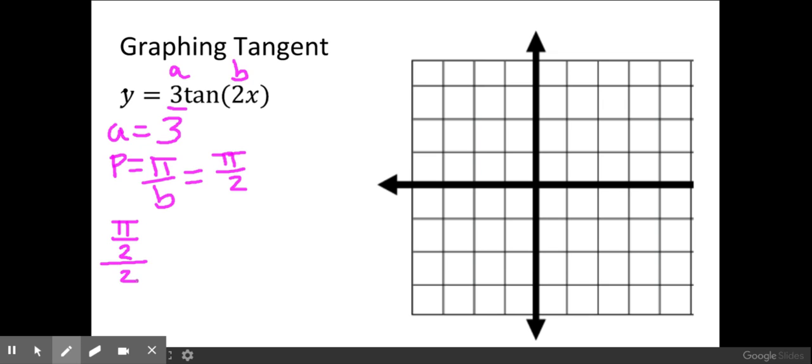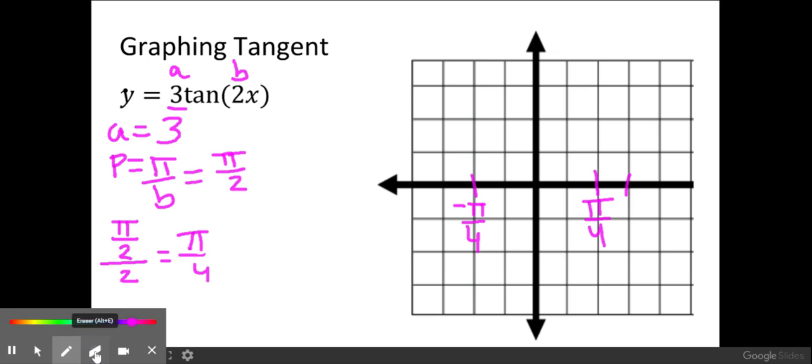So when we divide the period by 2, we get pi over 2 over 2, which is equal to pi over 4. And that will be our outer intervals. So negative pi over 4 and positive pi over 4. So you put 1 on either side.